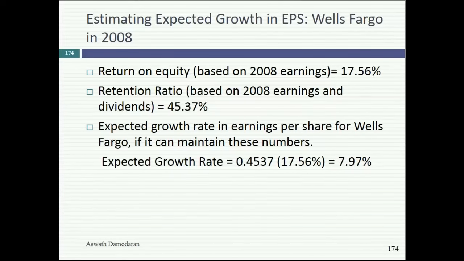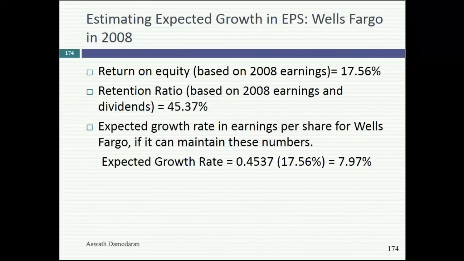They had a return on equity of 17.56%. So net income divided by book equity. Nothing more, nothing less. Their retention ratio was about 45%. So they were retaining $45 of every $100 and making a 17.56% return on equity.